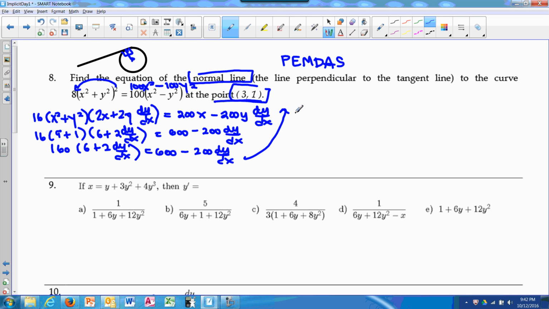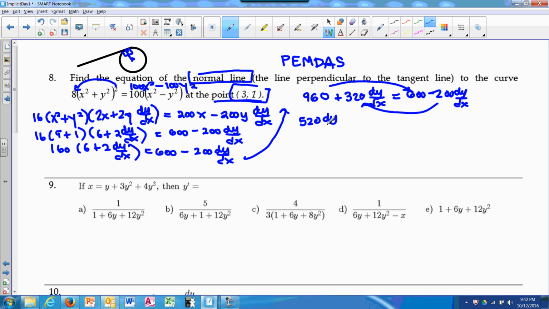When I distribute, 6 times 16 is 96, so 960 plus 320 dy/dx equals 600 minus 200 dy/dx. So my dy/dx terms collect over. My 960 is also going to go to the other side. So I'm going to have 520 dy/dx equals negative 360.